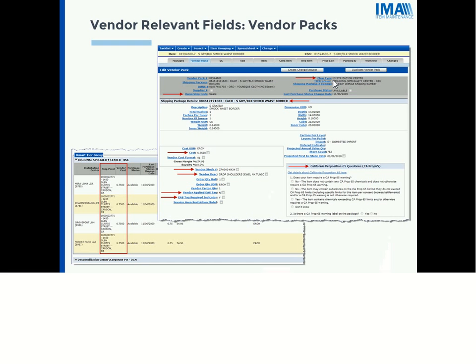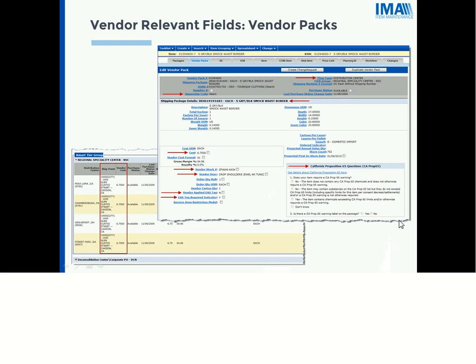So the vendor stock number can be whatever you want it to be. It's kind of a way for you to group and identify your items. The vendor description can be whatever you'd like it to be as well. And again, down below here, at the bottom you see your vendor applied EAS tag and EAS tag required indicator. And then over on the right, we see our California Prop 65 questions.